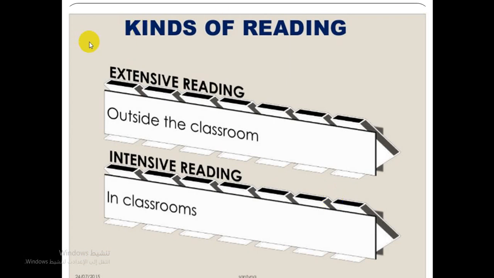Here, if I ask you, what are the main kinds of reading? Yes, we have two main kinds of reading, which are extensive reading and intensive reading. Extensive reading is reading which students often do outside the classroom. But intensive reading consists of detailed focus on the construction of reading text. So students do it in the classrooms.